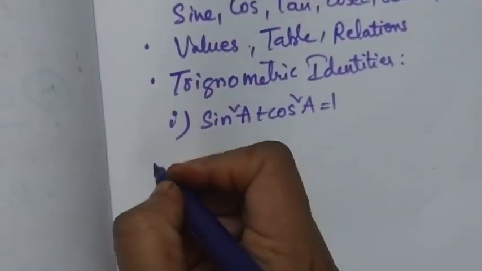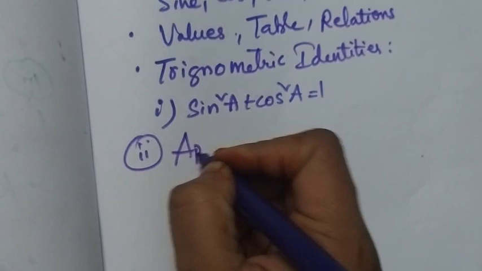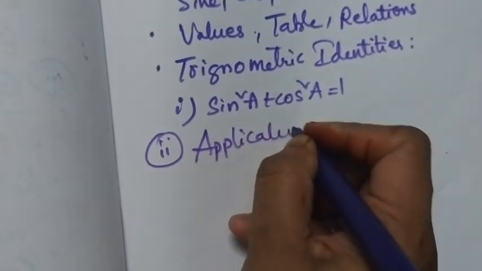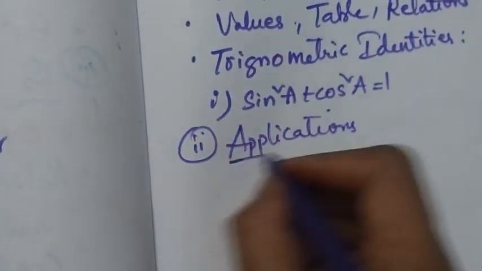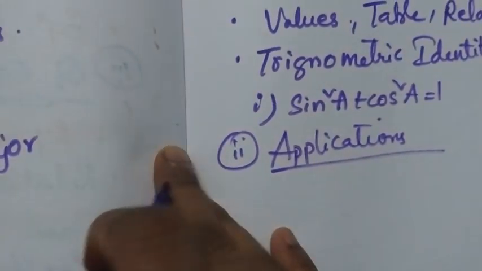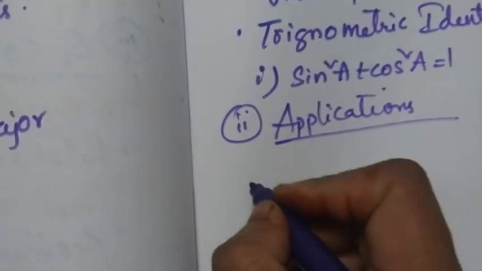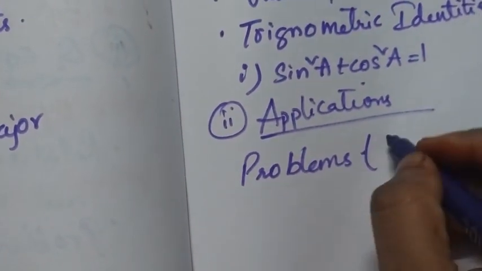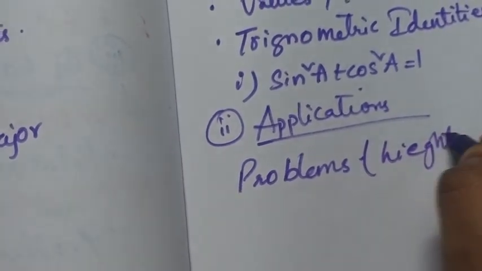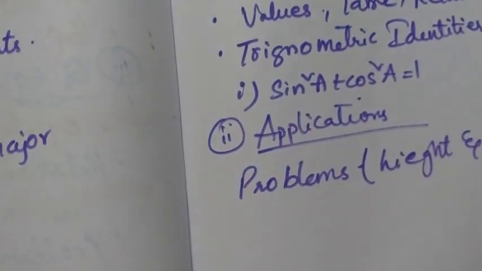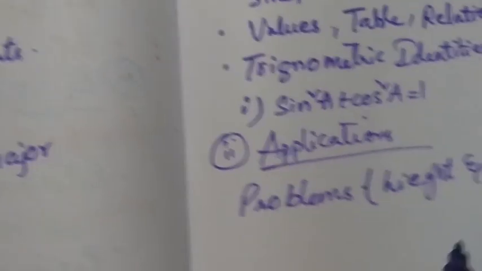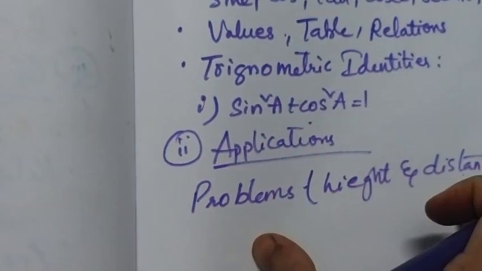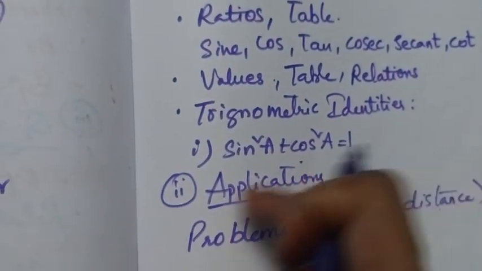And second topic, coming to applications. Applications are what, children? Angle of elevation, we have to draw the figures for height and distance problems. In this we cover so many problems, children. Height and distance based problems will come to you, so please solve these, very easy problems, and cover these marks using applications.